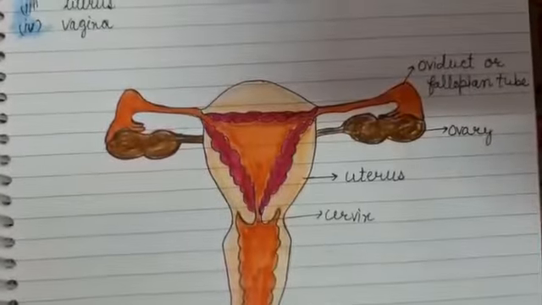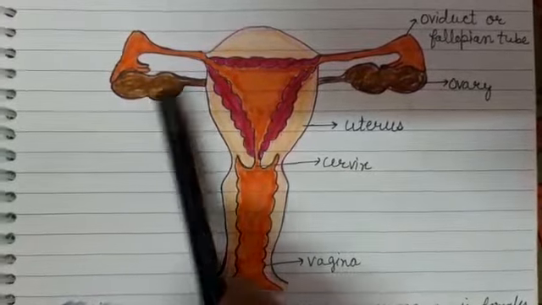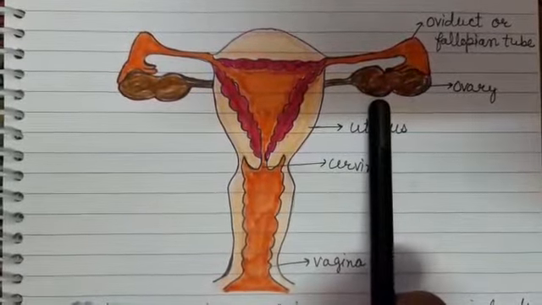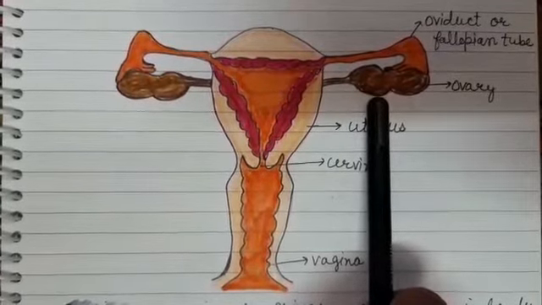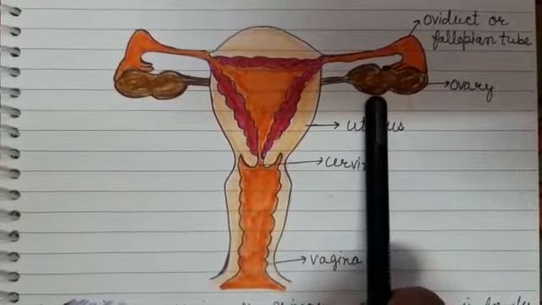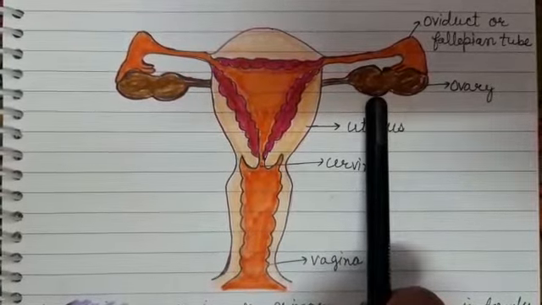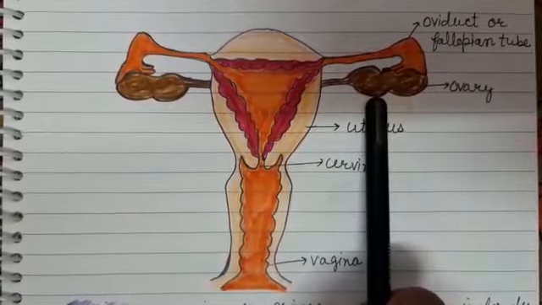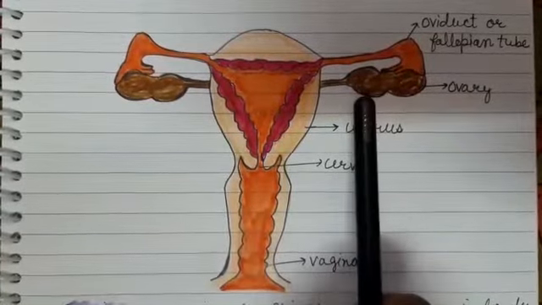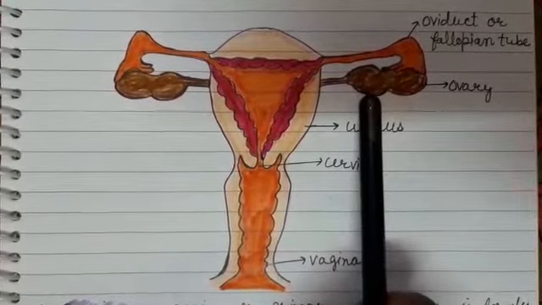Students, when a child is born, the ovaries already contain thousands of immature eggs. On reaching puberty, some of these eggs start maturing. Normally, one mature egg is released every month by one of the ovaries.